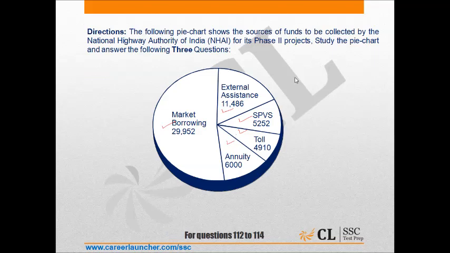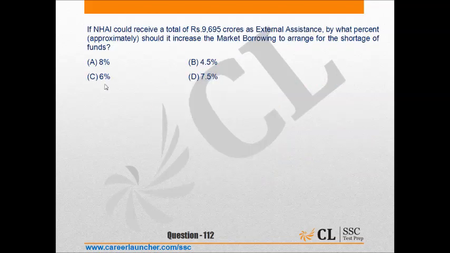Let's see. External assistance they got 9695 crores. So they are short by 11486 minus 9695, which gives me a value of 1791 crores. So they need to have 1791 crores more. So by how much percent they have to increase their market borrowing? So that means 1791 crore is what percentage of 29952? So to calculate this value, let's say 1% of this entire value will be close to 300 and this is close to 1800. So I can say the answer should be close to 6%. I can see there is only one option which is very close to 6%. Answer is option C.